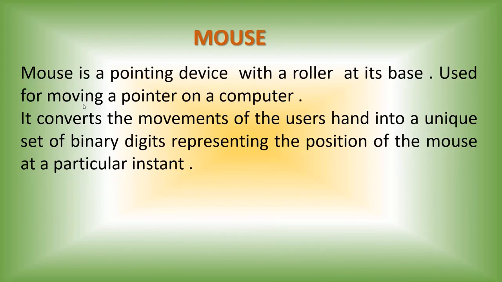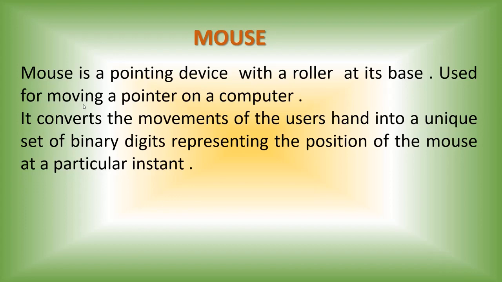Normally, in older days, there was a roller under the mouse. When you move the mouse, the movement of your hand is identified and converted into binary digit format, and using those binary digits it identifies the position of the mouse on the screen. Nowadays that roller is not there; there is a light sensing device. So when you move the mouse on your table, or wherever you keep it, it converts the movement of the user's hand into a unique code. The unique code means it converts the hand's movement into binary digits, that is, zeros and ones format, which identify the position of the pointer on the screen.